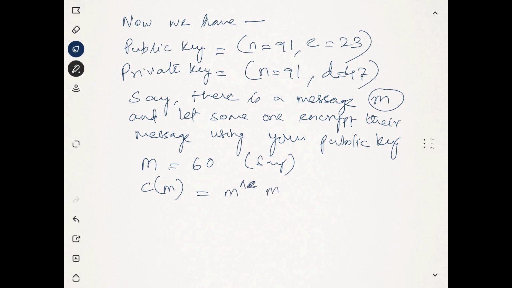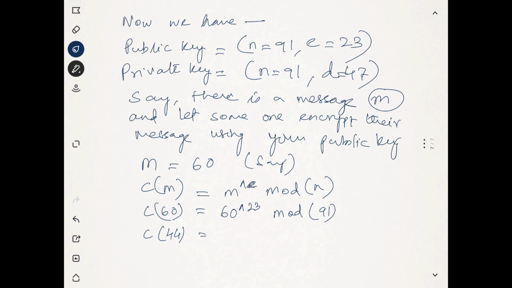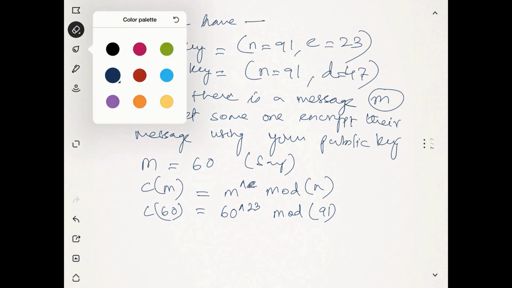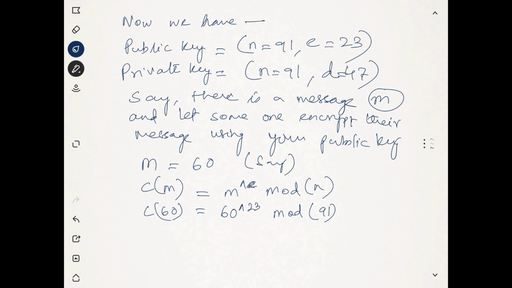Well, m is equal to 60, and say I want to encrypt it. So the function c of m is equal to m to the power e mod n. So c of 60 will be 60 to the power 23 mod 91, that will be equal to 44. Alright, so let me write it down: c of 60 equals 44. So here the encrypted number using the public key is 44.